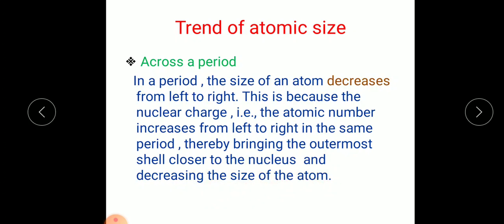So what will happen when you move from left to right? The atomic number is increasing, but the number of cells remains the same. The only change is that electrons are getting added in each atom. So that will bring the nucleus and the outermost cell closer, and therefore it decreases the size of the atom.